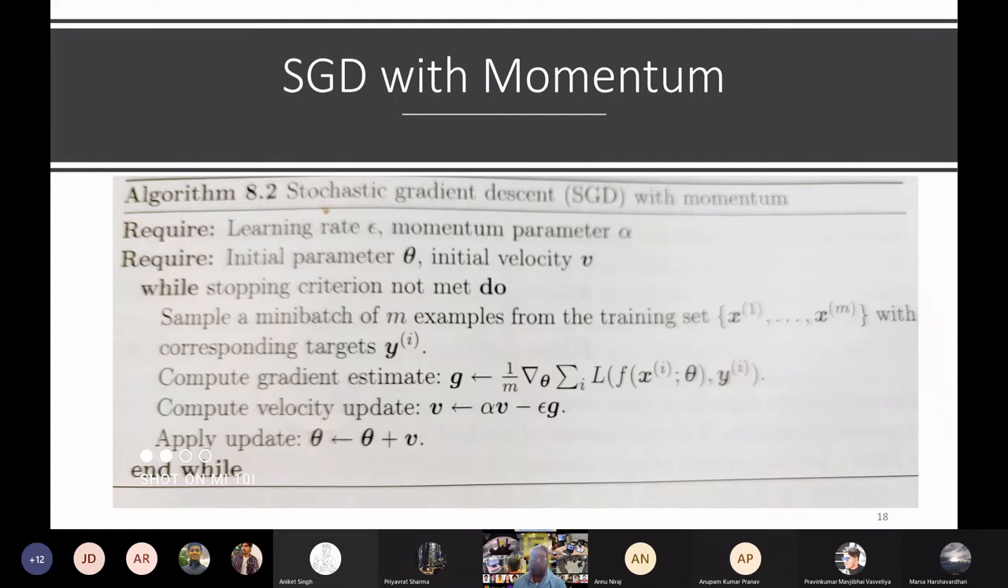Next, we can have the same stochastic gradient descent algorithm with momentum, and the only change here is that earlier we are changing that with respect to this gradient.